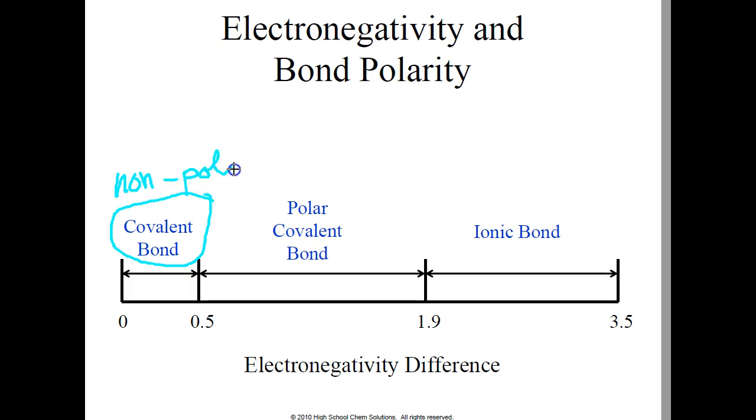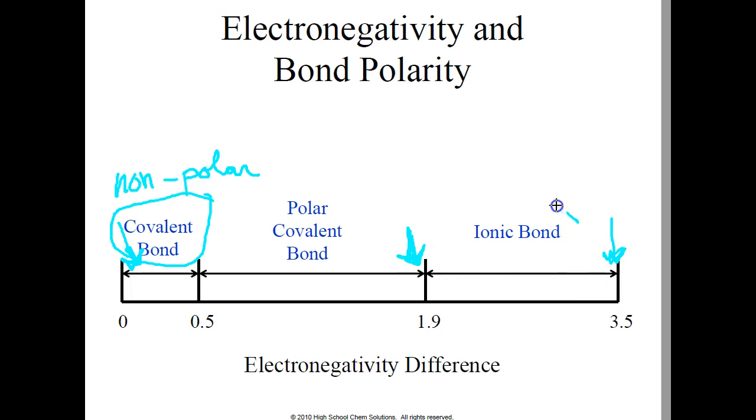And then there are polar covalent bonds. And then there are ionic bonds. So it's kind of a continuum. You could be over here and be close to being ionic, but still on the covalent side. And then you could be way over here and be the most covalent bond ever. Okay, and then you could be over here and be the most ionic bond ever.